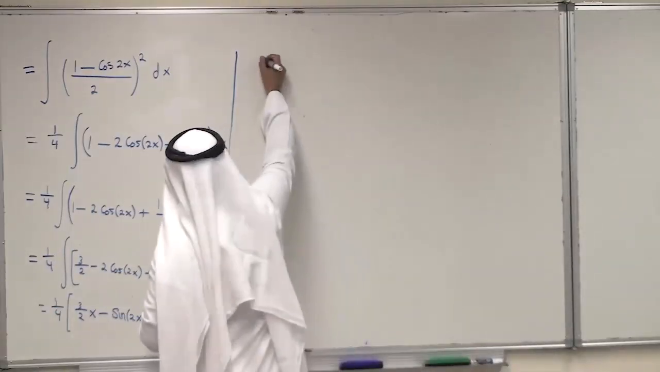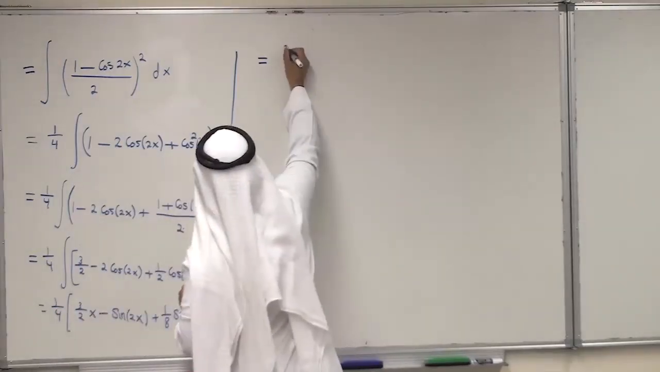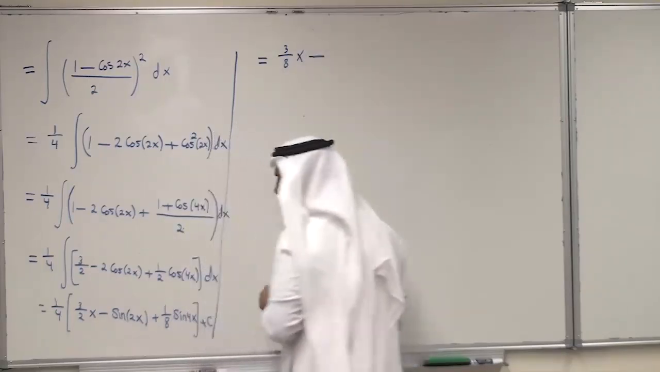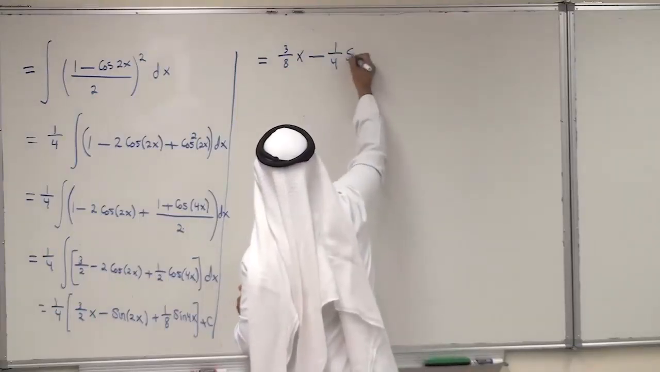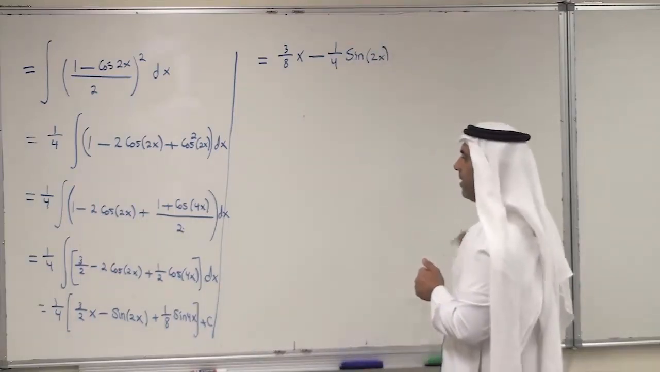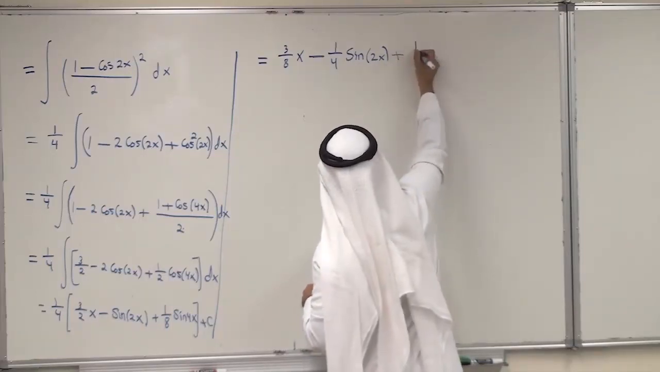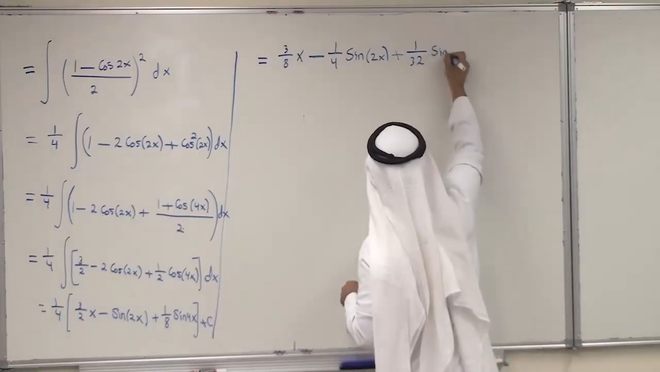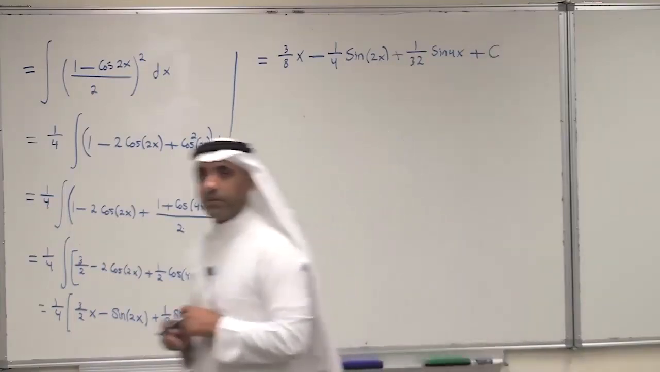This is equal to, now 3/2 times 1/4, that is 3/8 times x, minus, now we have 1/4 times this, so it is minus 1/4 sine of 2x. This is the next term. The last term we have 1/4 times 1/8, that is plus 1/32 sine of 4x. Everything here should be added to an arbitrary constant of integration.